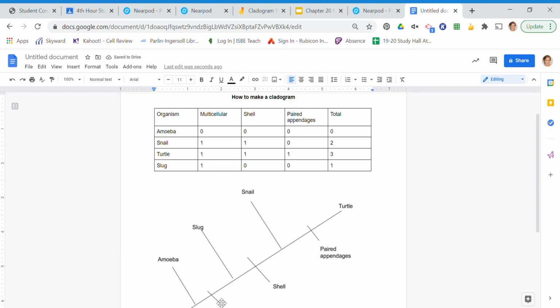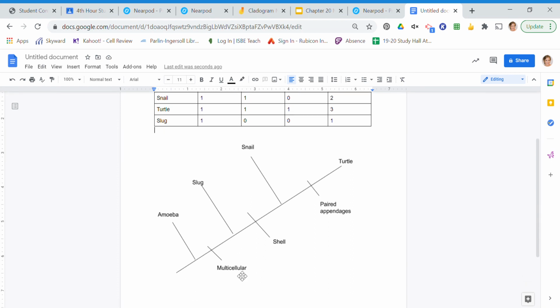here I have my timeline, my horizontal line going up, and the amoeba is going to be the first branch off of this phylogenetic tree. It does not share any traits, so none of these traits are going to come before the amoeba. After the amoeba has evolved, we then see that multicellular organisms are going to pop up on our timeline. So I have this trait. Anything that is going to be to the right of this trait, organisms will have. Anything to the left, organisms are not going to have.